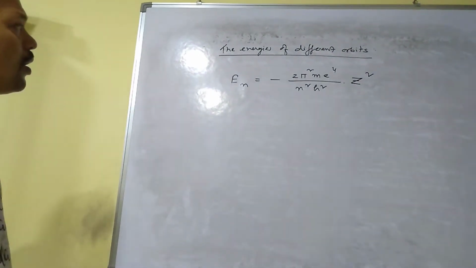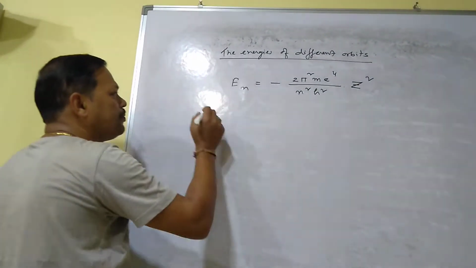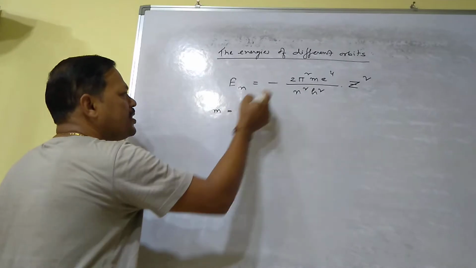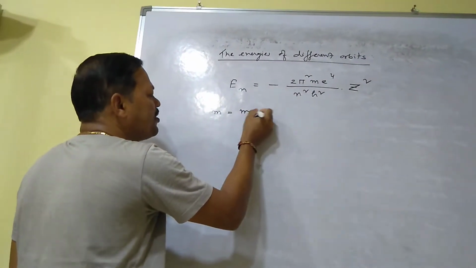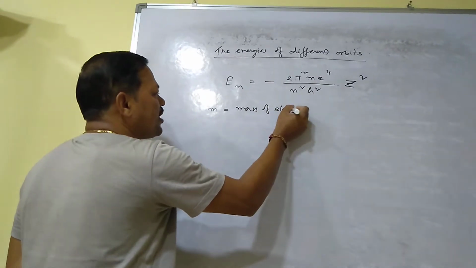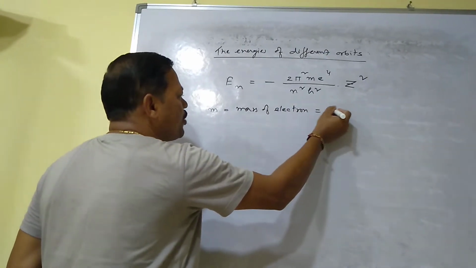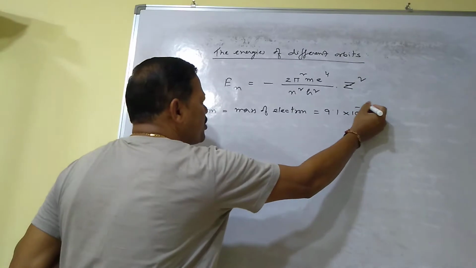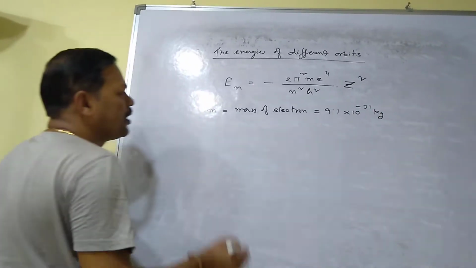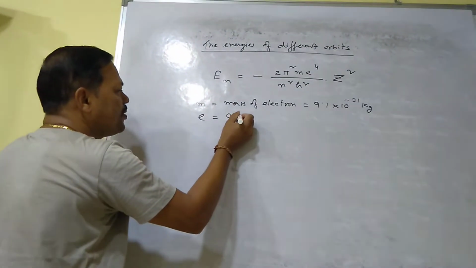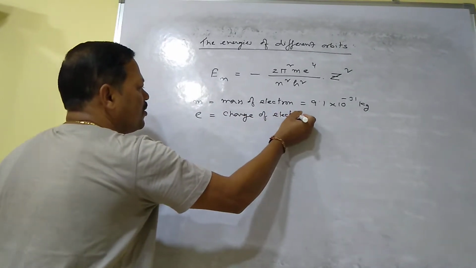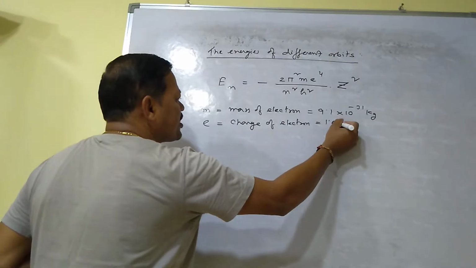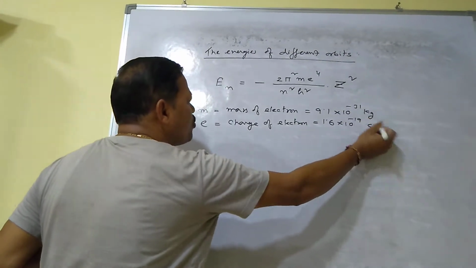Now, what is the meaning of the symbols? Pi, you know the pi value, 3.14. m means the mass of electron, which is 9.1 into 10 to the power minus 31 kg. e means the charge of electron, whose value is 1.6 into 10 to the power minus 19 coulomb.